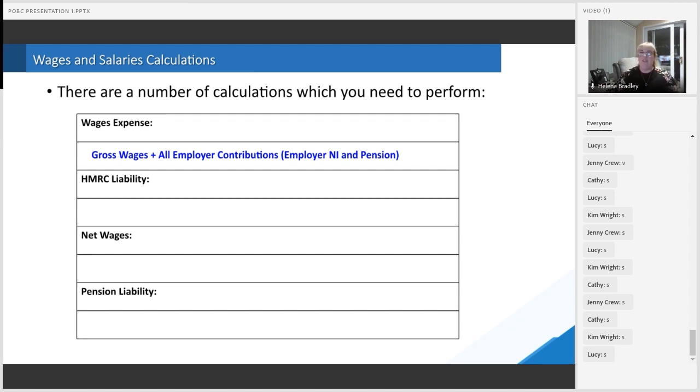The HMRC liability. What do we pay to HMRC? Well, we pay income tax, employee and employer NI, plus that student loan.